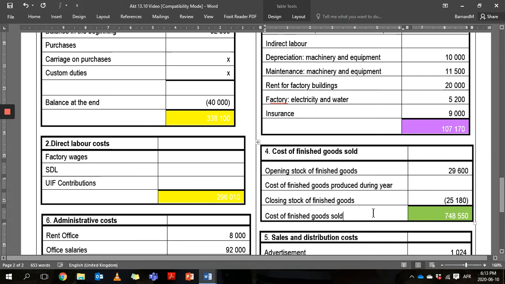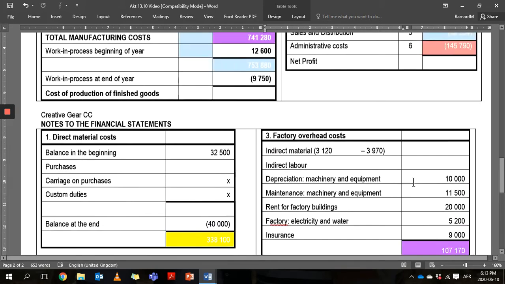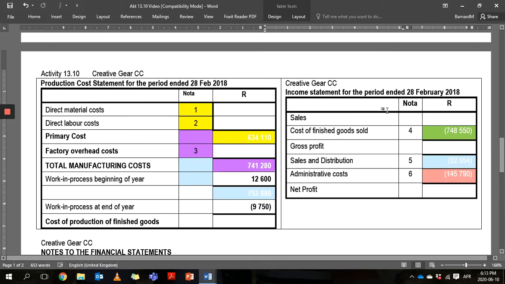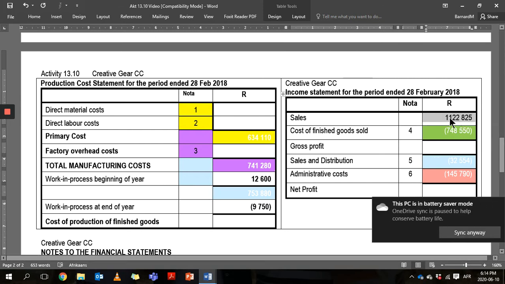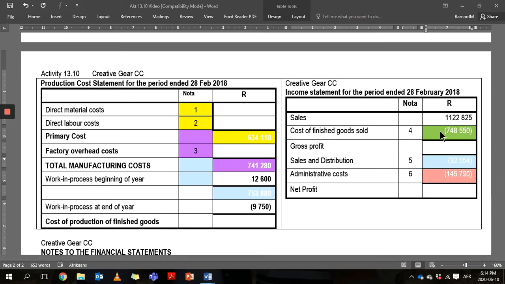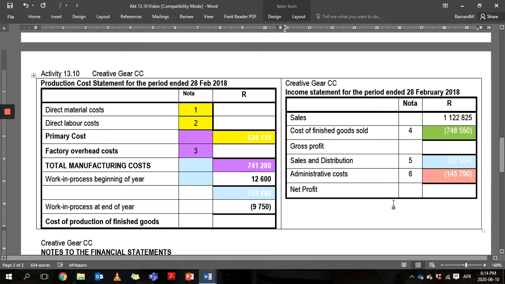25,180. Then I go to all the other balances that come from your general ledger. The first one is the sales. Now the sales go to your income statement, 1,122,800,825. So if I look at the income statement, they usually don't ask the income statement for examination, but we're going to do it so that you can see how we come to the net profit at the end of the year.